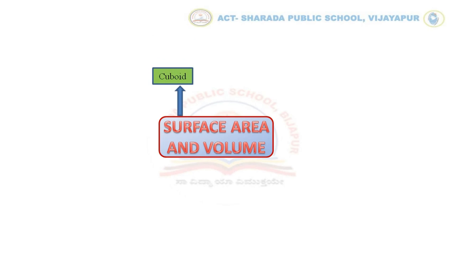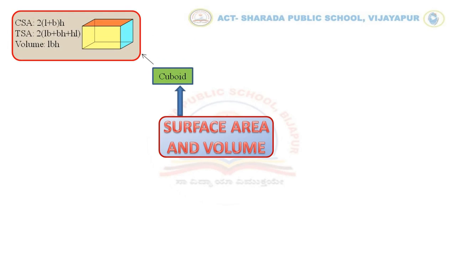The first three-dimensional object is the cuboid. It has length, breadth and height. The curved surface area of the cuboid has 4 faces and the total surface area includes the remaining 2 faces. So totally there are 6 faces and each face looks like a rectangle.